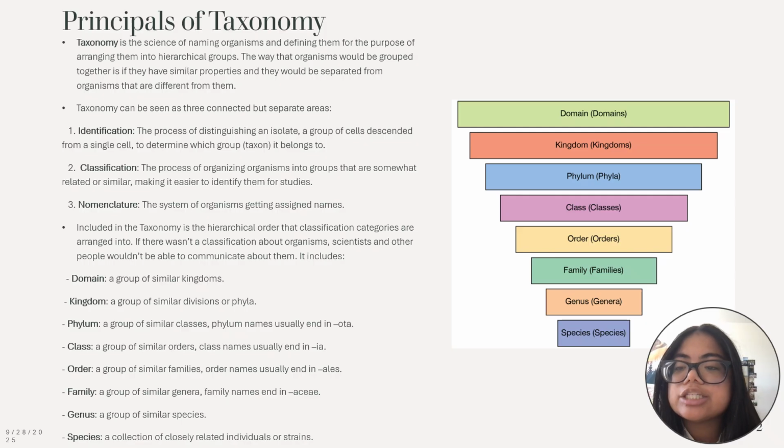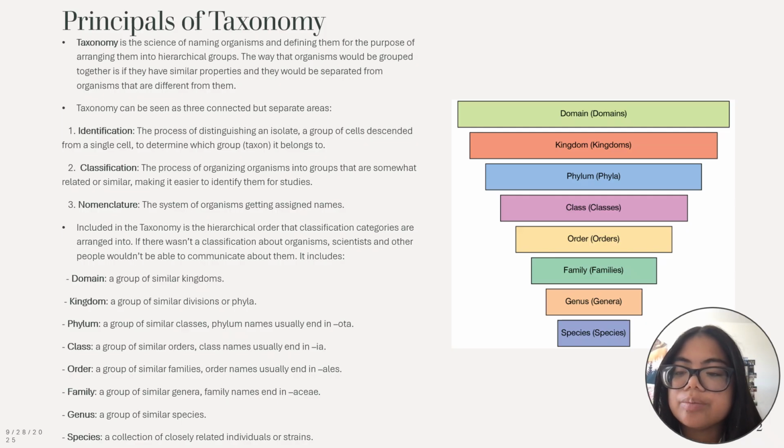Taxonomy can be seen as three connected but separate areas. The first is identification, which is the process of distinguishing and isolating a group of cells descended from a single cell to determine which group it belongs to. The second is classification, which is the process of organizing organisms into groups that are somewhat related or similar, making it easier to identify them for studies. And the last is nomenclature, which is the system of assigning names to organisms.